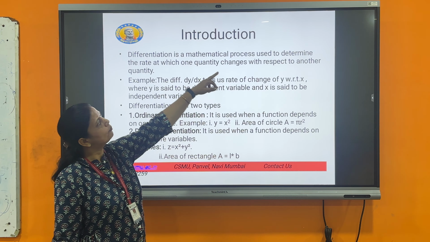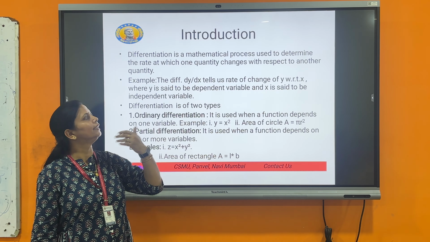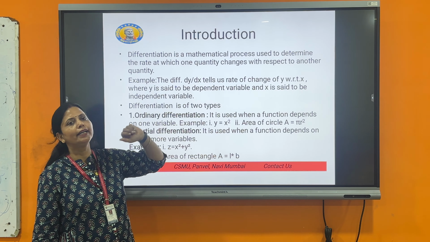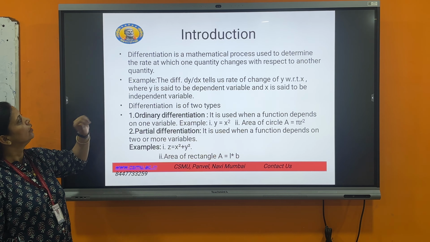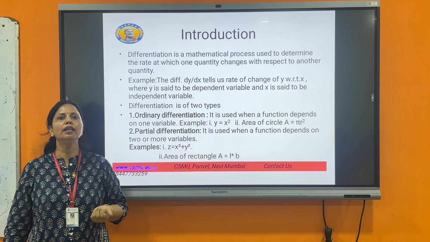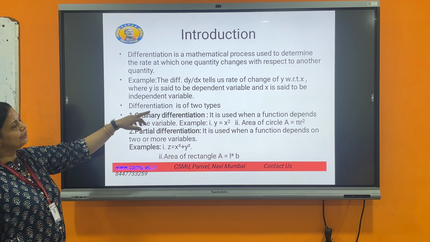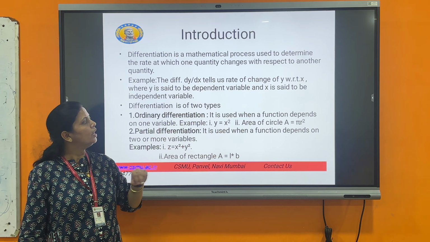Now, what is differentiation? Differentiation is a mathematical process used to determine the rate at which one quantity changes with respect to another. For example, dy by dx expresses the rate of change of y with respect to x, where y is said to be the dependent variable and x is said to be the independent variable. Differentiation is of two types. The first one is ordinary differentiation.